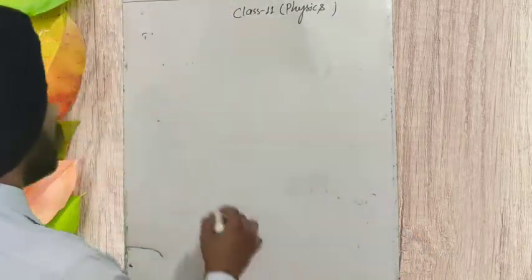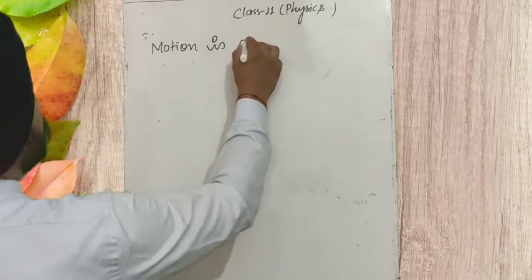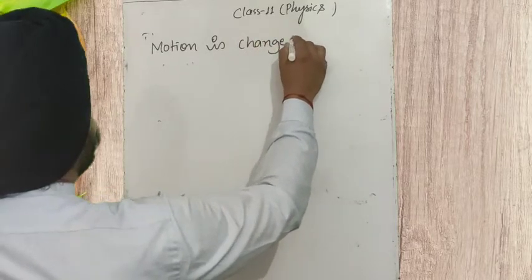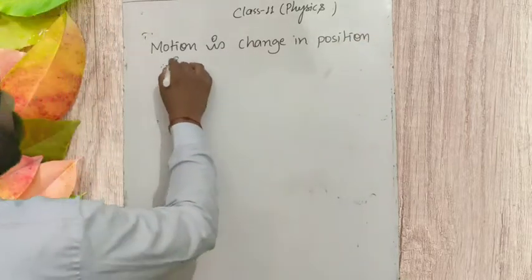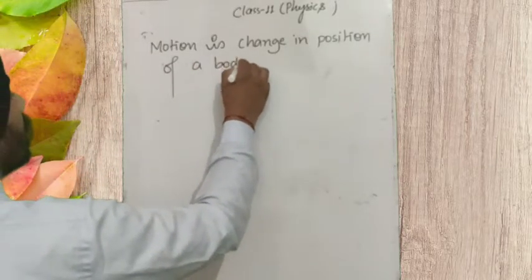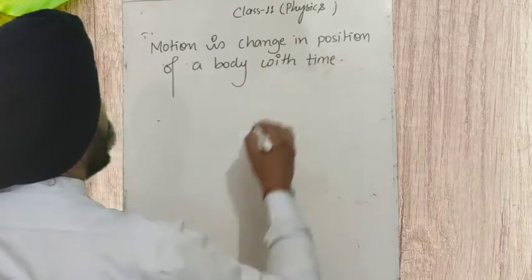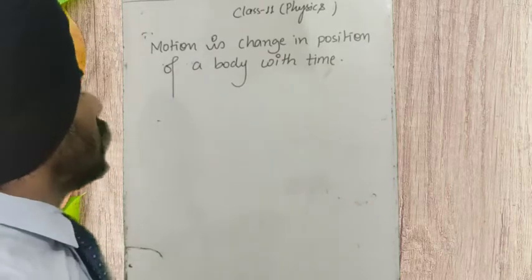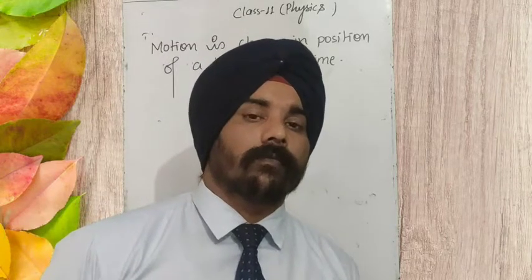They all are moving, but how to define this motion? That's a question. So what is motion? Motion is change in position of a body with time. If a body is changing its position with time, we say the body is in motion.